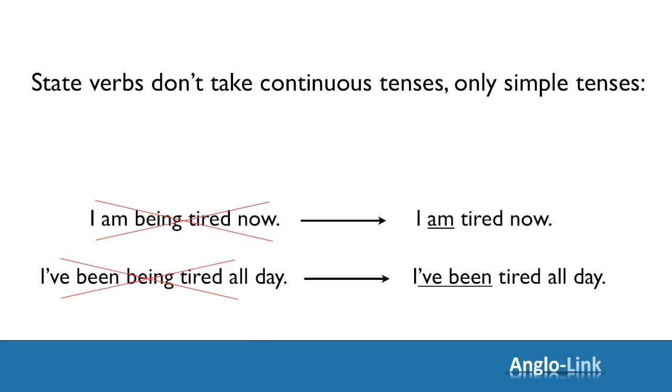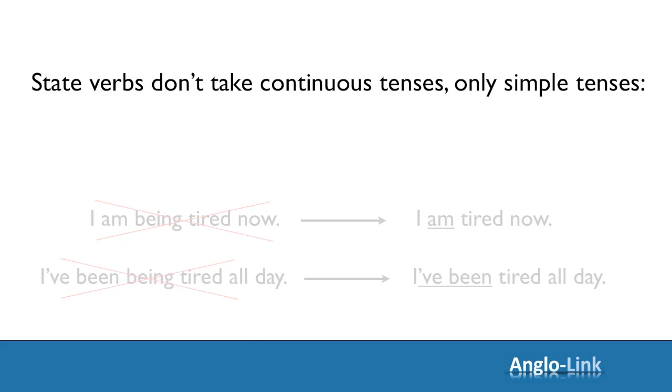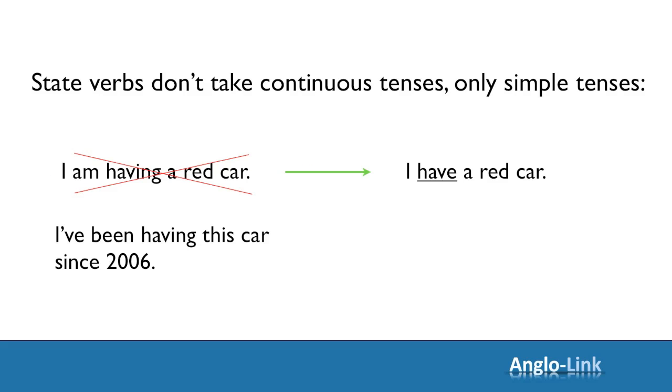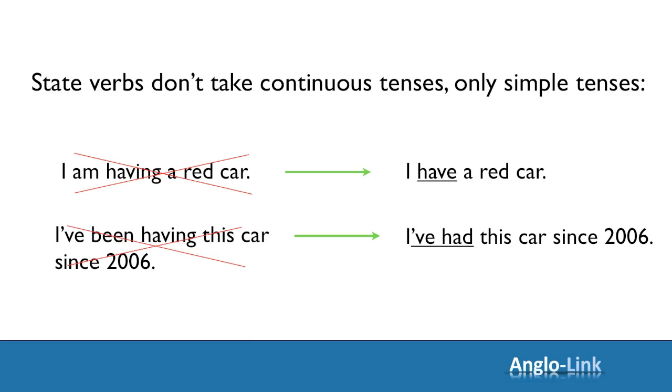Let's look at 2 other state verbs. I'm having a red car. Can't do, because it's a state verb. I have a red car. And I've had this car since 2006.